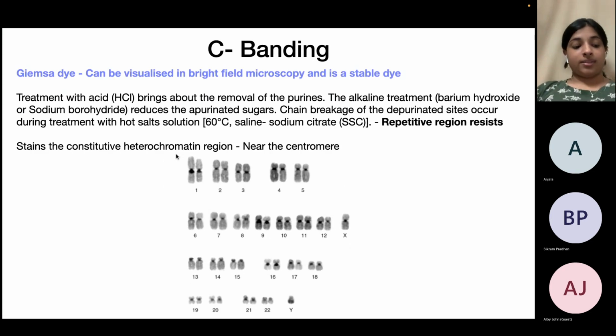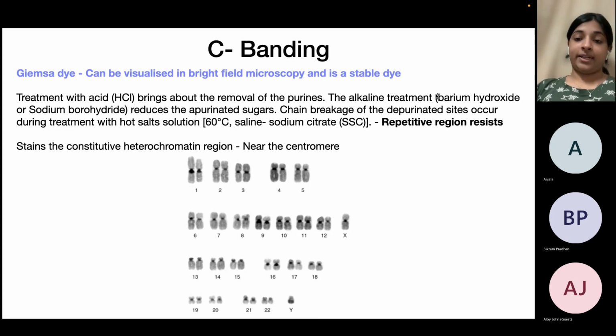Another type of banding that the researchers have developed is C banding, which also uses Giemsa dye only. But here there is a series of chemical treatments to the chromosomes after which it is stained. So first there is a treatment with an acid. Here all the purines are removed. The nitrogenous bases are of two types, purines and pyrimidines. If your nitrogenous base is a purine, it is removed.